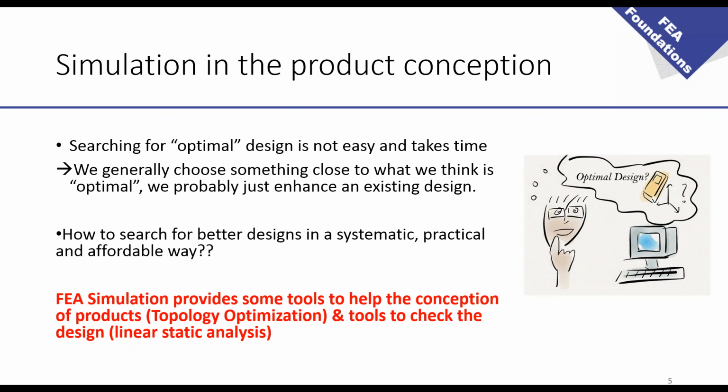So how can you search for a better design in a systematic, practical and affordable way? Because it's easy to say, oh, you have to be creative, you're a designer, so just think about the solution. Actually, there are things that you can do even if you're not so creative. You can use FEA simulation and tools that I call optimization, like topology optimization, for example. And as well, you can use the linear static analysis that I will present today to check the product.